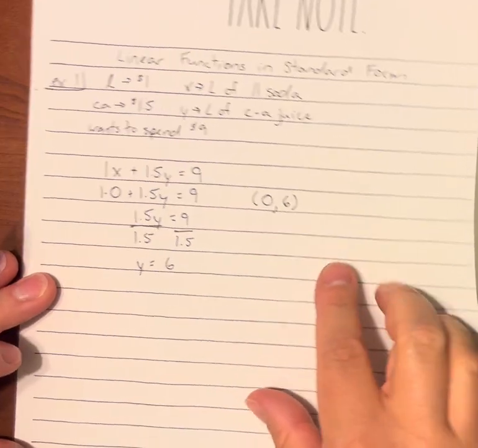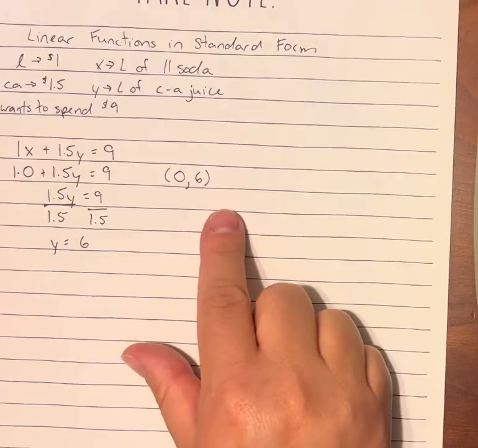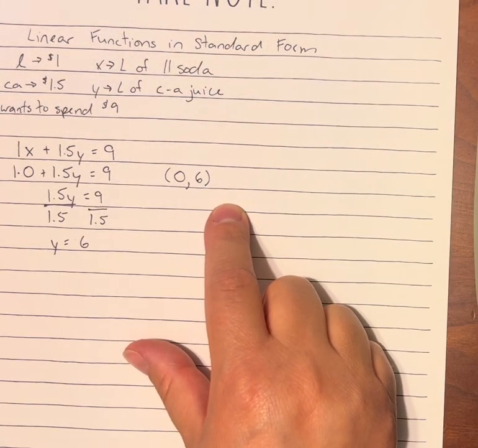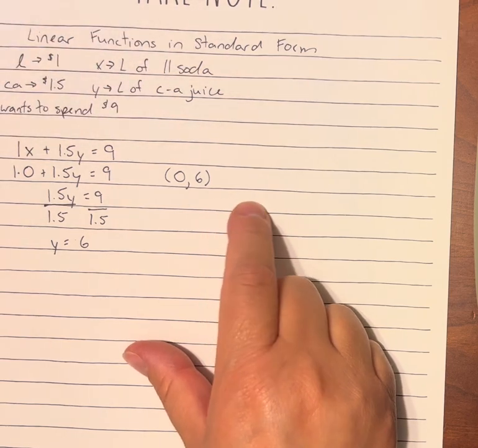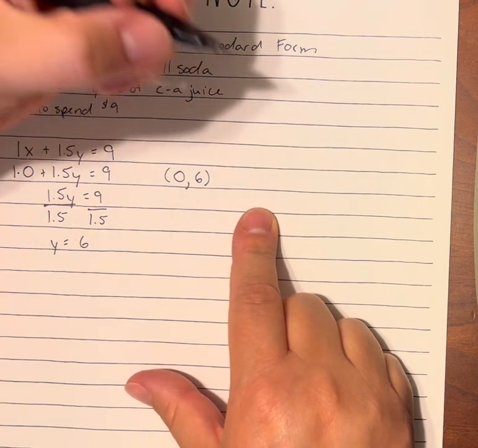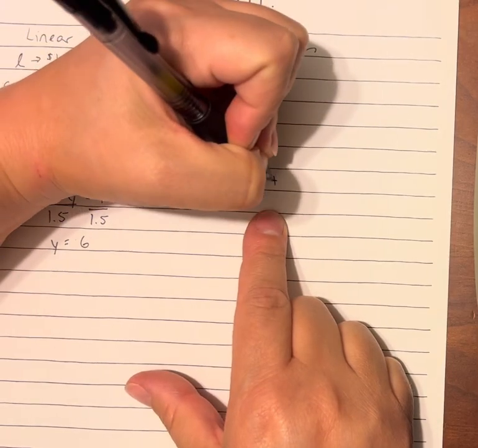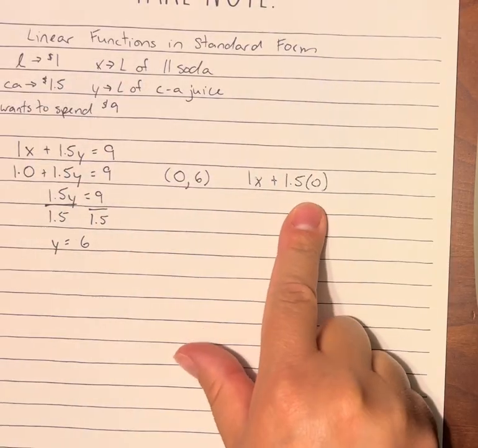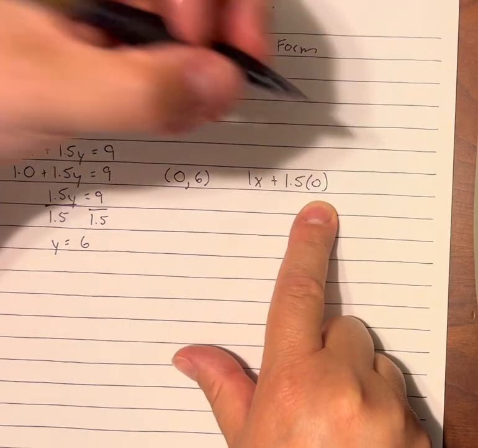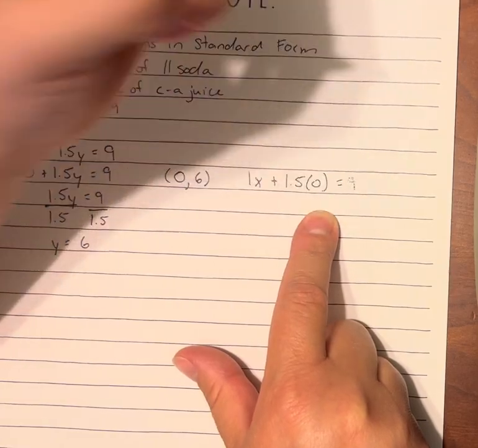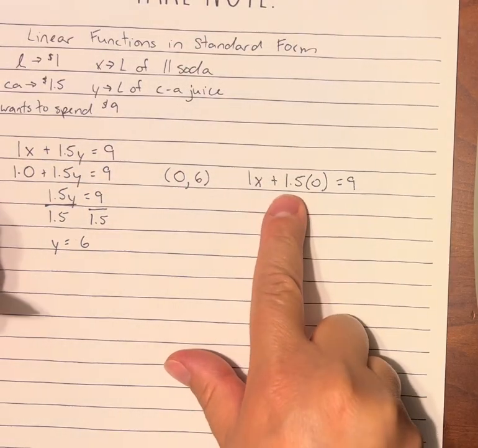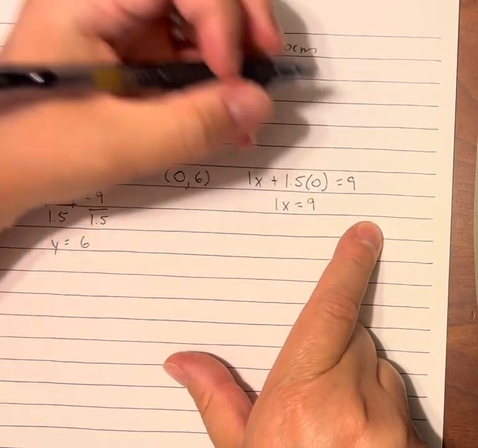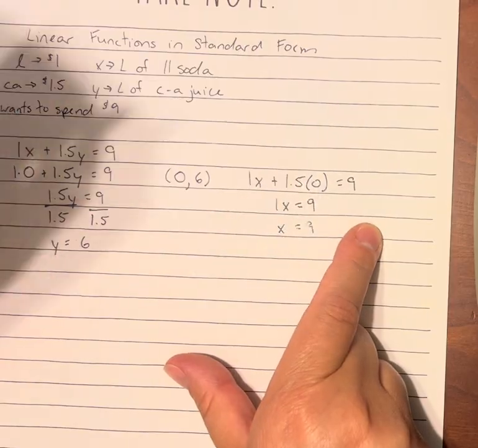So the other thing that could happen is he could buy none of the cranberry apple juice and only buy the lemon lime soda. So the equation for that, you can probably already figure it out, but the equation would look like 1x plus, he's not gonna buy any of the cranberry apple juice, so he's buying 0 of them. And how many could we buy for $9? So obviously 150 times 0 is going to be 0, which means 1x equals 9, which means that x must also equal 9.